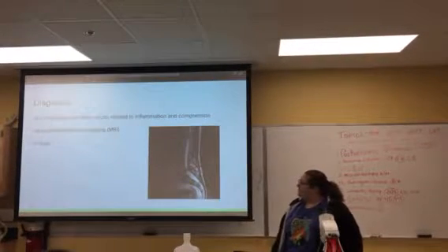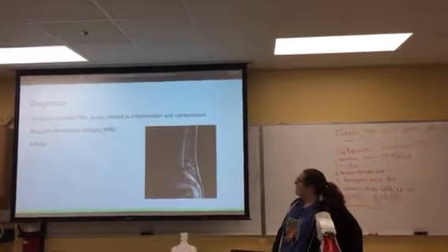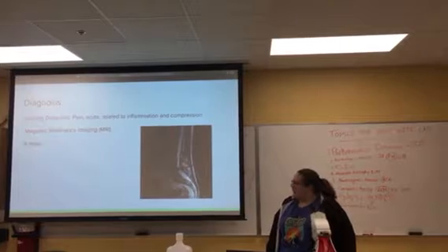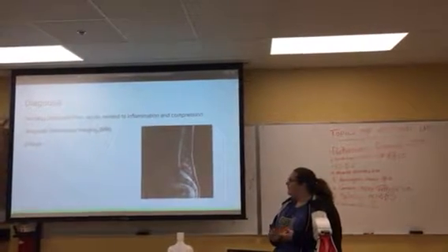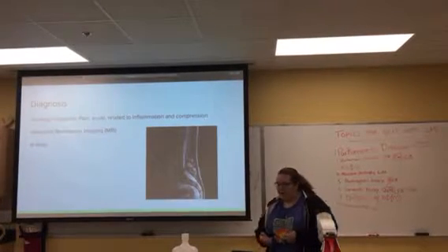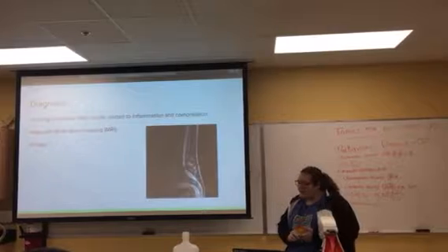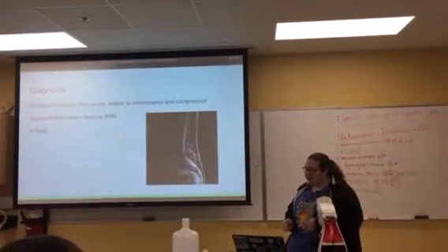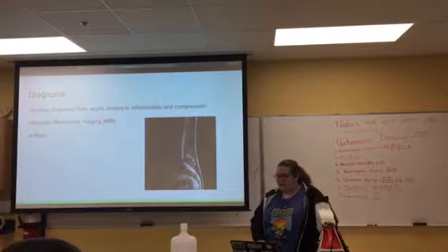When you go in, the nursing diagnosis from the DMD book is pain acute related to inflammation and compression. And the two tests that they'll usually do to diagnose you are the magnetic resonance imaging or an MRI. This shows the bony and the soft tissue deterioration, and it shows changes in the spinal structure and the alignment, and the deterioration of the herniation or the soft tissue.